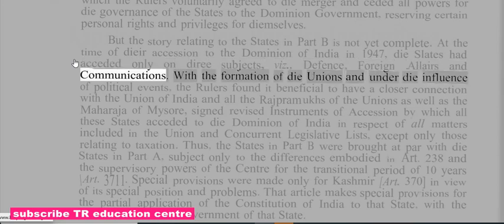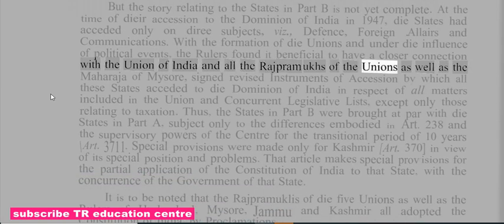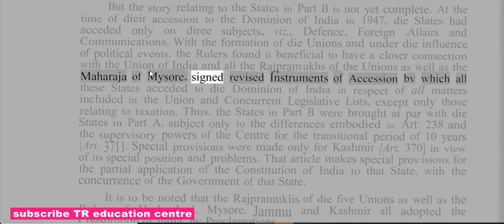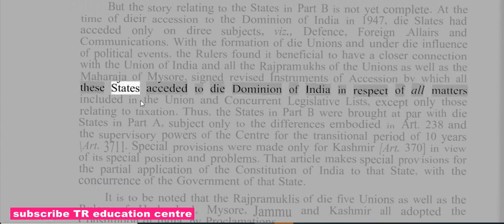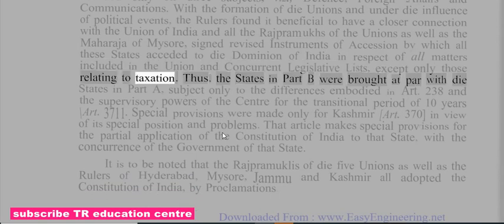But the story relating to the states in Part B is not yet complete. At the time of their accession to the Dominion of India in 1947, the states had acceded only on three subjects, viz., defense, foreign affairs and communications. With the formation of the unions and under the influence of political events, the rulers found it beneficial to have a closer connection with the Union of India, and all the Raj Pramukhs of the unions as well as the Maharaja of Mysore signed revised instruments of accession, by which all these states acceded to the Dominion of India in respect of all matters included in the Union and Concurrent Legislative Lists, except only those relating to taxation.